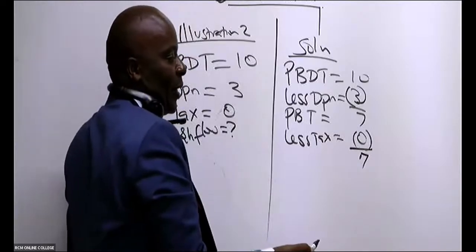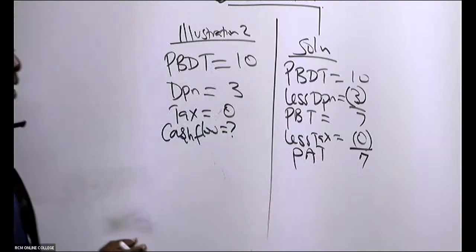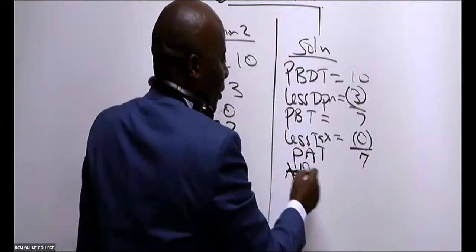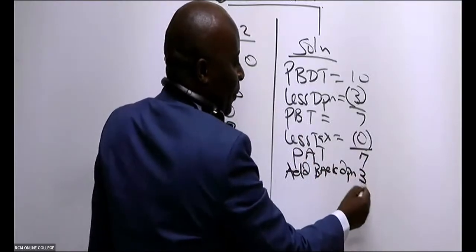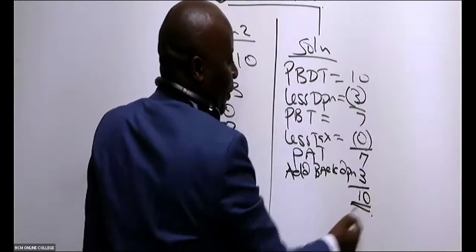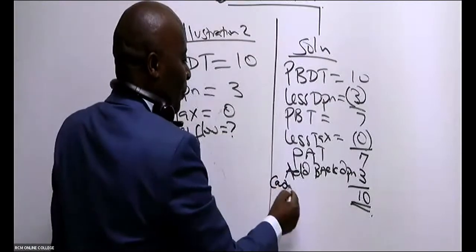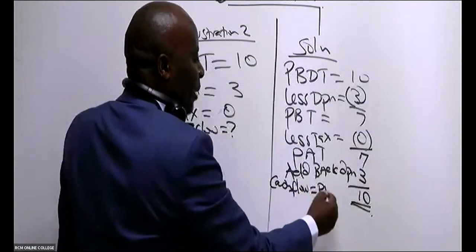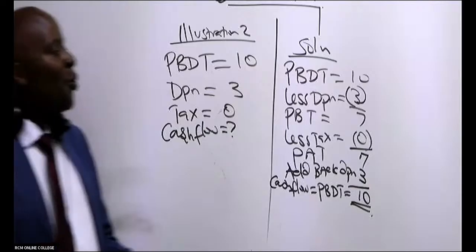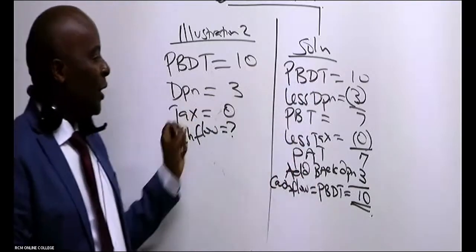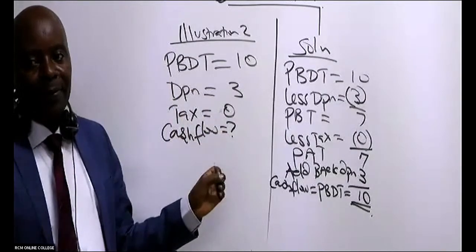Then first you must arrive at PAT, isn't it? So PAT is 7, and then you come and add back depreciation of 3, which gives us 10. And this is your cash flow, which equals PBDT. So there is no reason you should have gone through all this, knowing that if tax is 0, automatically cash flow will be equal to PBDT.